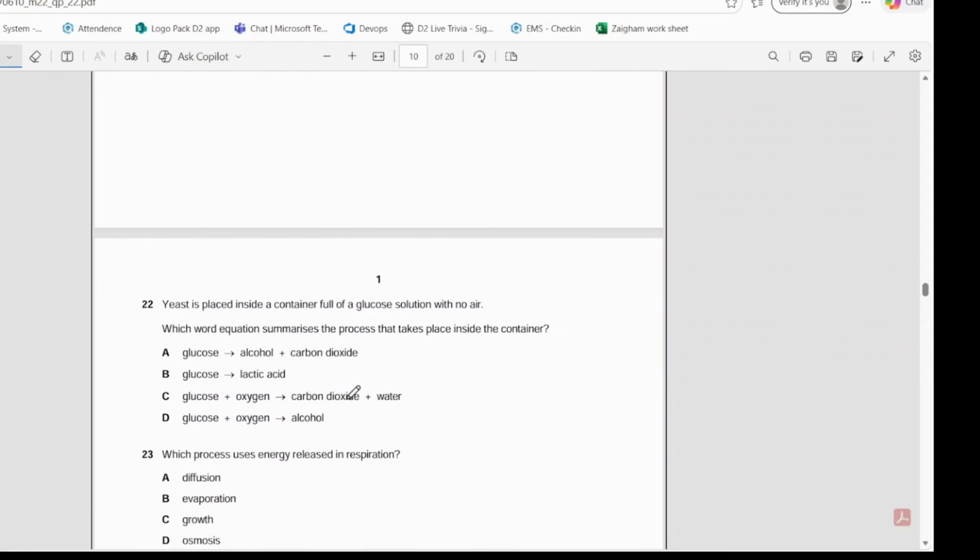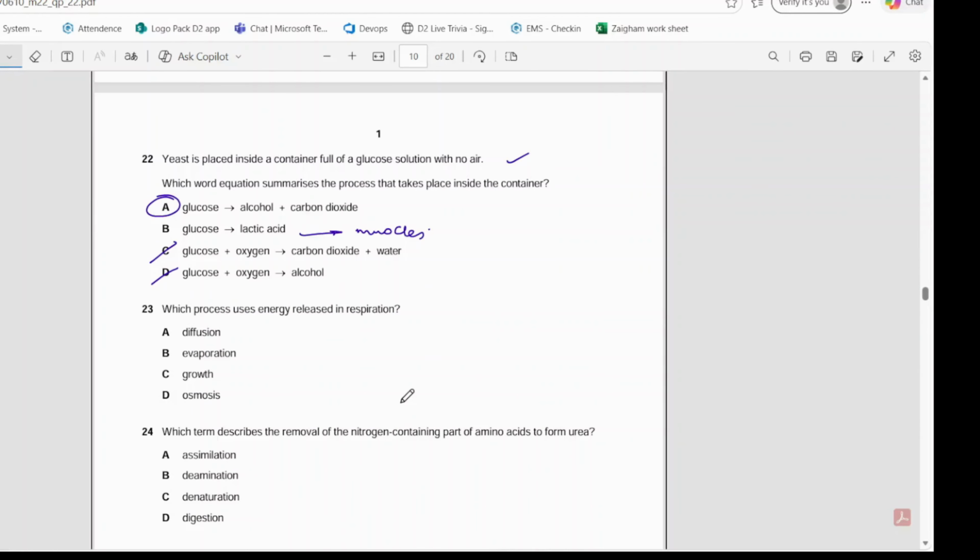Okay. Yeast is placed in a container full of glucose and no air. So what is the correct statement for this? So these are not the correct. Alcohol and carbon dioxide. This one takes place in muscles during the anaerobic respiration. Which process uses energy released in respiration? Which process needs energy? Growth needs energy. Which term describes the removal of the nitrogen containing part of amino acid? Deamination.